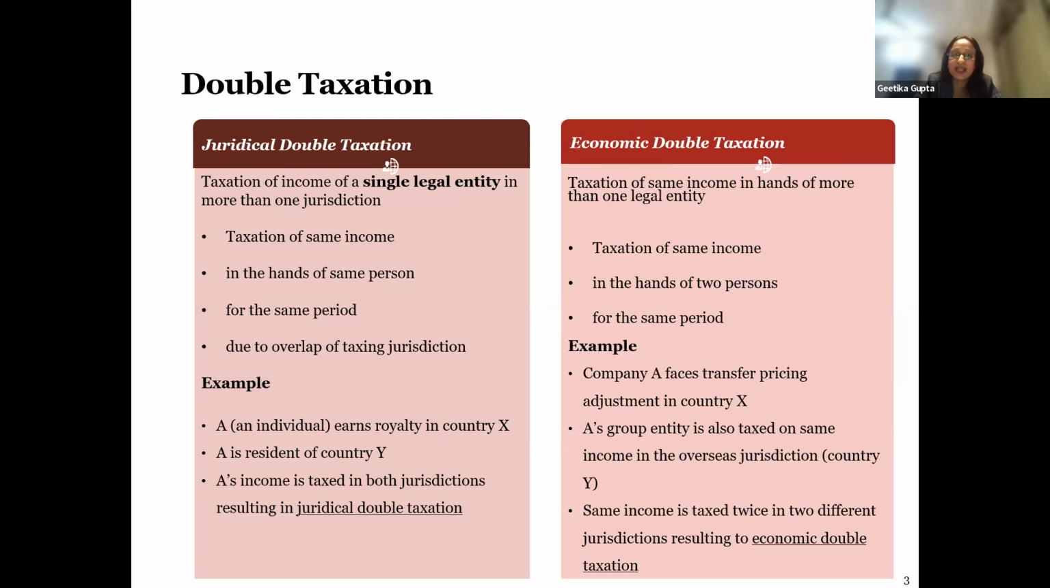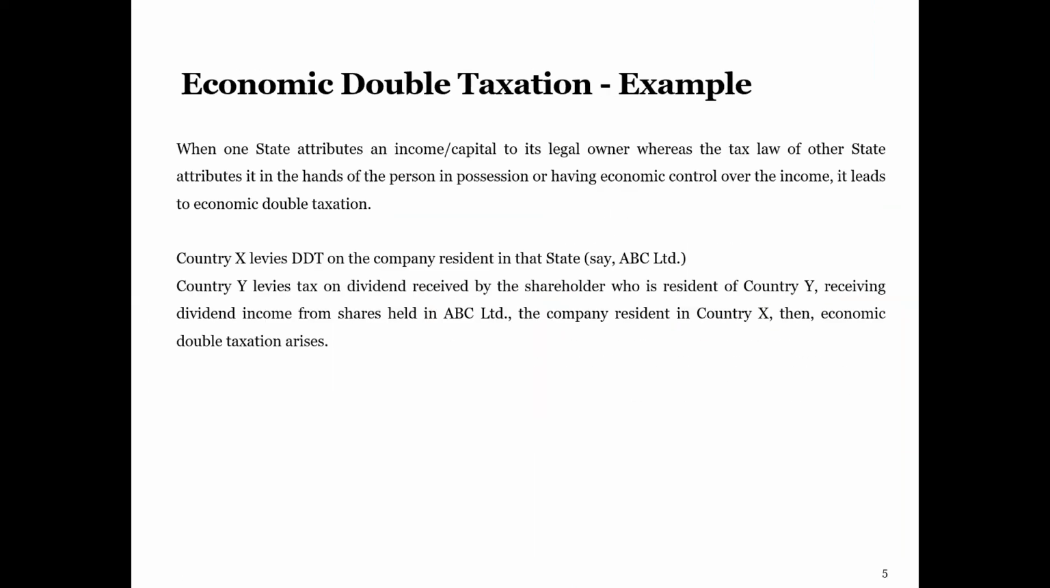This is not allowed. The same income is disallowed in the hands of the Indian company, and the same income is taxed in the hands of the other legal person, that is the foreign entity. Company A is making a payment to B, an overseas company, so the same income is taxed in the hands of the overseas company B also. So this is a case of economic double taxation, wherein the same income is getting taxed in the hands of two people. All right, ma'am. Thank you. Thanks.